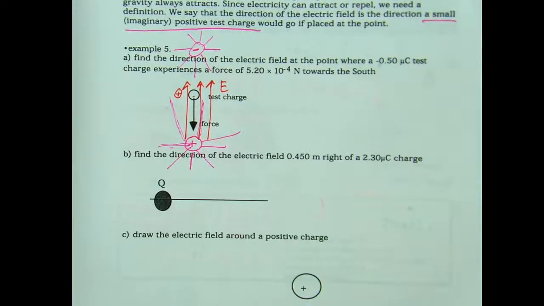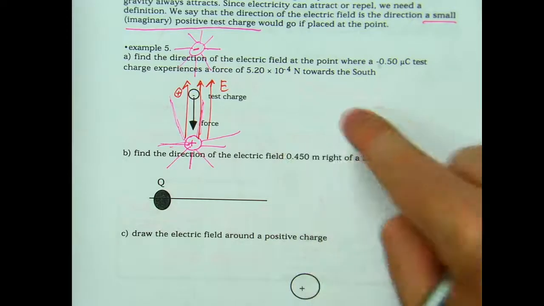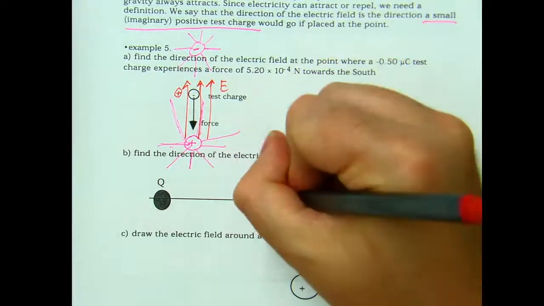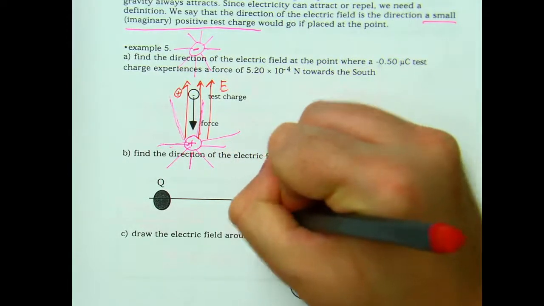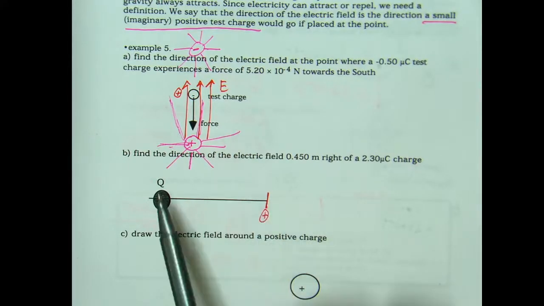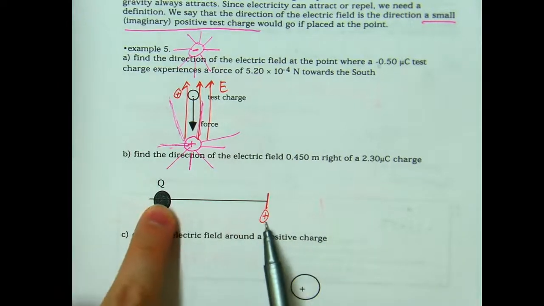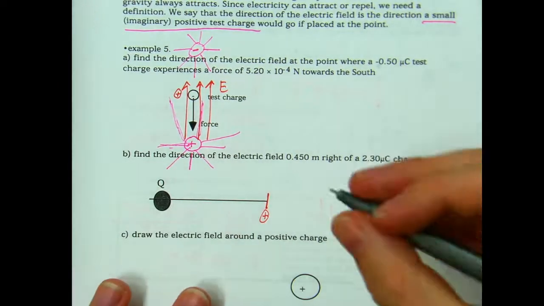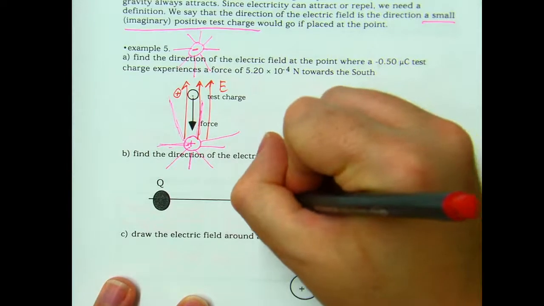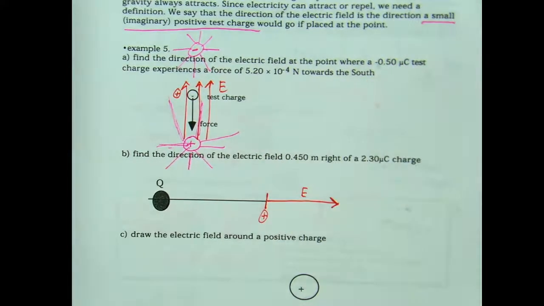So same thing here. I've got my test charge. It's positive in this case. So these are the last two examples we just did. At this point here, let's say I put an imaginary positive test charge. What's going to happen to this thing at this point due to that? Well, these are both positive. It's going to be repelled. And so this thing is going to have an electric field going to the right.